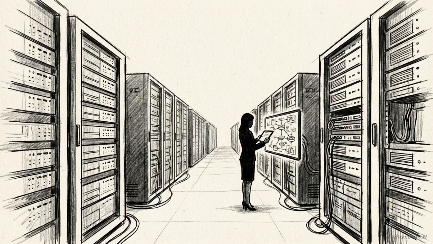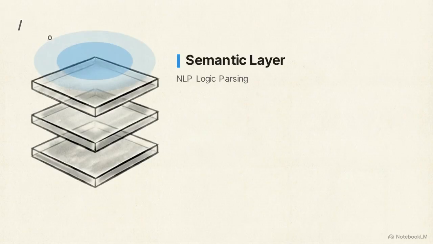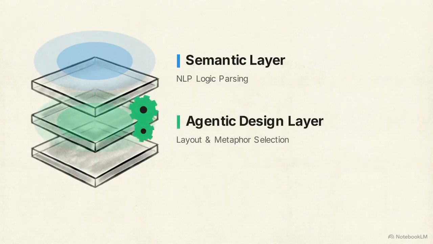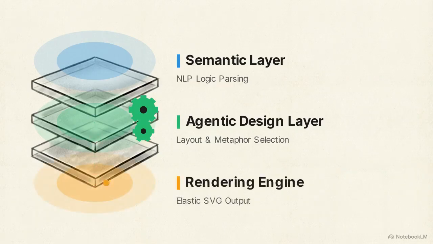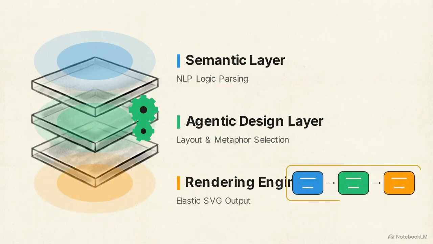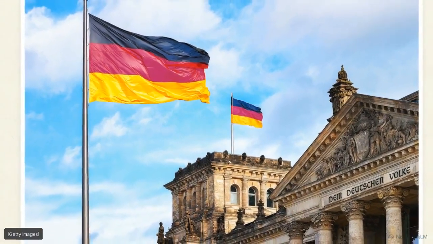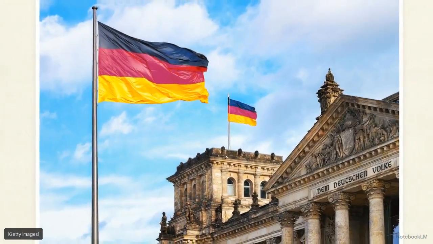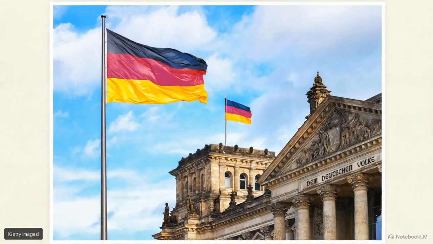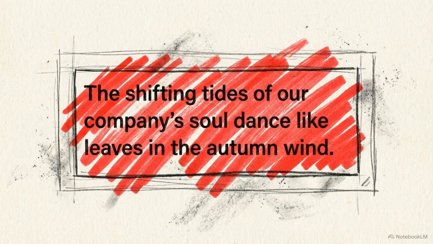Translating text into accurate structures requires a highly specific technical architecture. This flowchart maps out the process. First, a semantic layer uses natural language processing to understand your text's logic. It passes data to an agentic design layer that selects layouts and icons. Finally, a rendering engine outputs the result using scalable vectors. Processing this architecture across more than 60 languages requires global infrastructure, driven by a new satellite engineering hub in Berlin, Germany. The system does have strict boundaries.